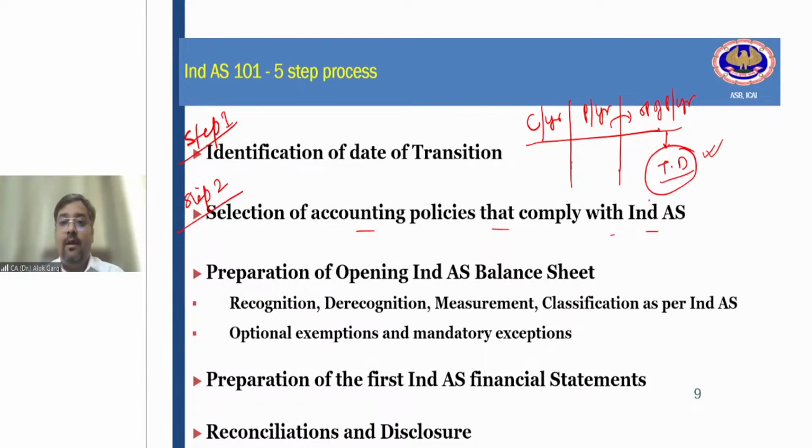Then we discussed selection of accounting policies that comply with Ind AS, because your first Ind AS financial statement will be for 3 periods. So the question arises whether the accounting policy should be one uniform and consistent policy across the first Ind AS financial statement. The answer is yes.